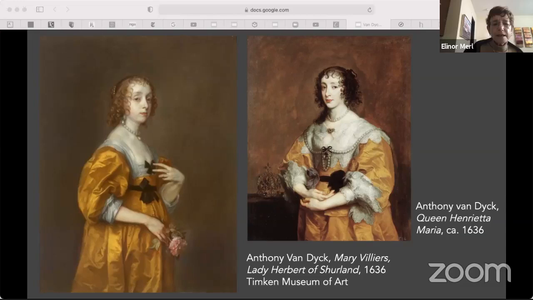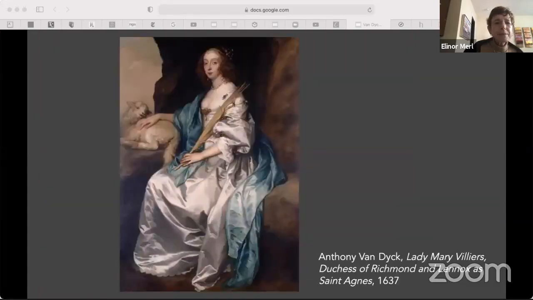Next, we have a portrait Van Dyck painted the following year in 1637 of Mary Villiers on the occasion of her second marriage to the Duke of Lennox. This is Lady Mary Villiers as Saint Agnes. Lady Mary is depicted as Saint Agnes in a rocky cave, holding a palm branch in her left hand and resting her right hand on a lamb. Saint Agnes was the patroness of those about to be married, and as I mentioned, the portrait was probably painted on the eve of her second marriage.